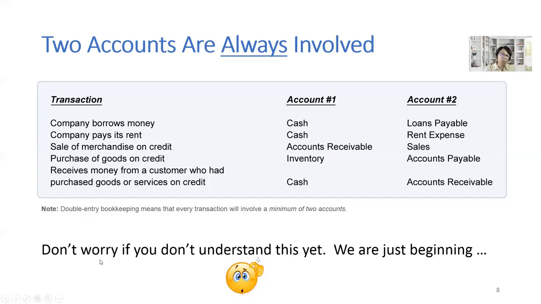Now at the bottom, I put, don't worry if you don't understand this. This is just the beginning. And even at the end, I'm going to go so fast on here. This is just to give you an overview of accounting terms and principles.